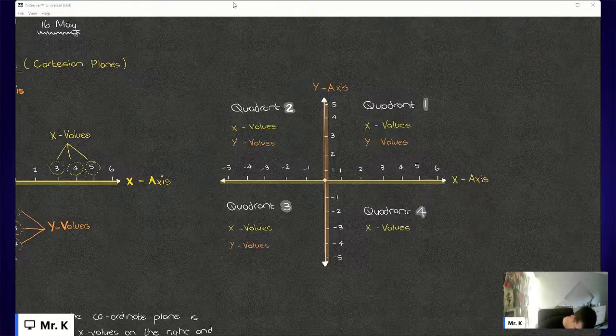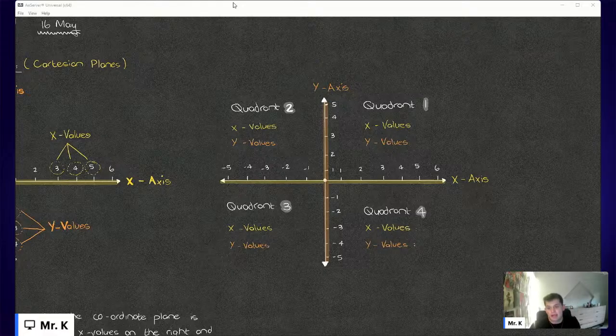So, guys, the better that you can understand this now, the better chance you have at understanding some of the more complicated topics that you are going to run into as soon as you move into grade 8. So we've got quadrant 1, quadrant 2, quadrant 3, and quadrant 4. Taking a look at the top right-hand side, quadrant number 1.